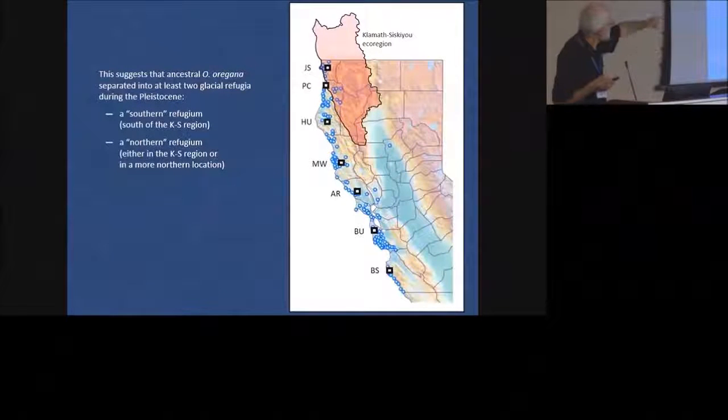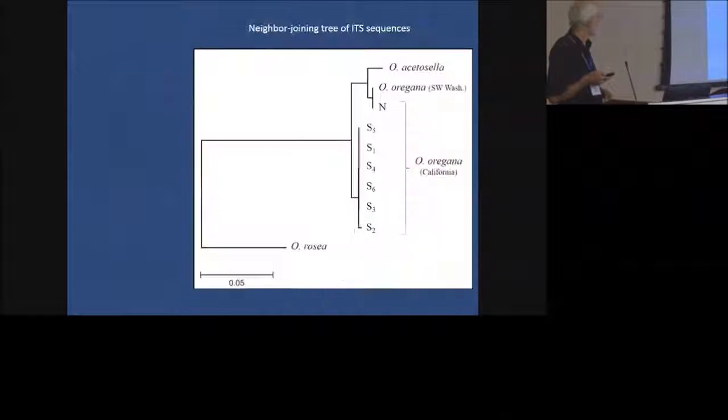So I think what's going on is that you have a southern refugium in the south, where a population hung out, and then you have a northern refugium either in the Klamath-Siskiyou region or further north. And if it was further north, it has since migrated down south post-glacially.